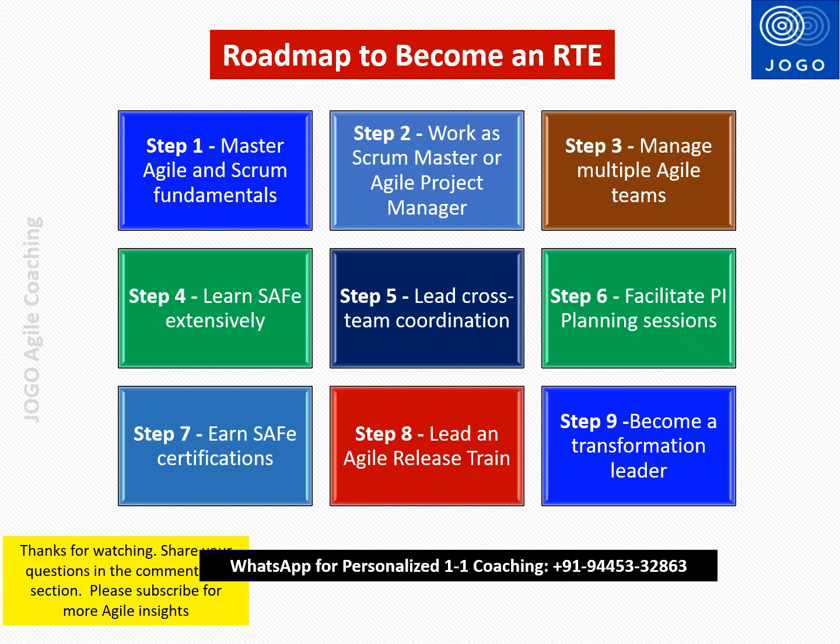The eighth step is lead an agile release train. When you become an RTE, at least you should start leading one agile release train so that you learn from experience and do the retrospection to improve on whatever gaps you see. The ninth step is become a transformation leader. You can contribute to organization level transformation, that can be waterfall to agile transformation or Scrum to SAFe transformation. Contribute to organizational level transformation so that you will become an expert RTE.